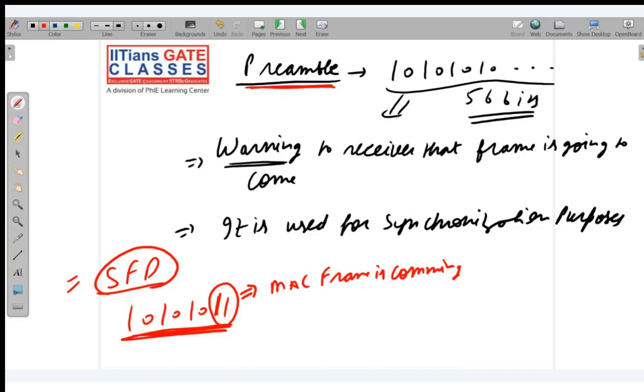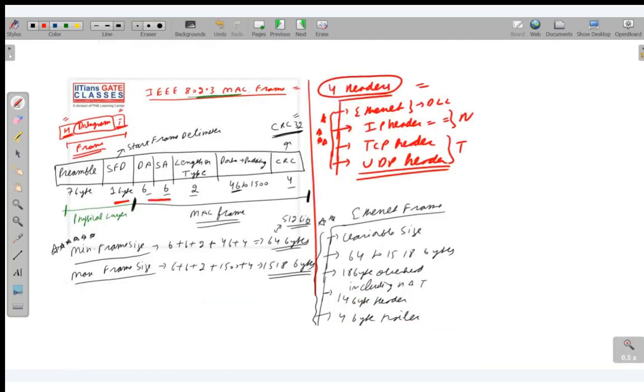The last two ones tell the receiver that the next field is going to be the destination address. So let us check the next field. Destination address, source address. Don't worry, we will start it, but I just want to complete these basic things first. So let us study the length or type field.